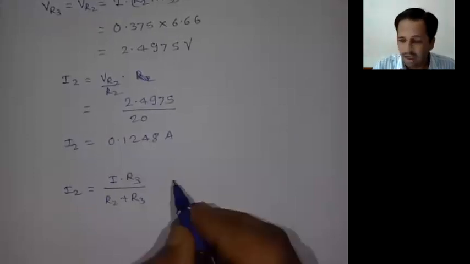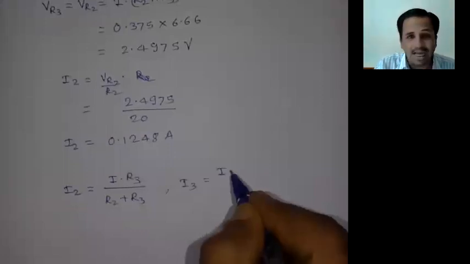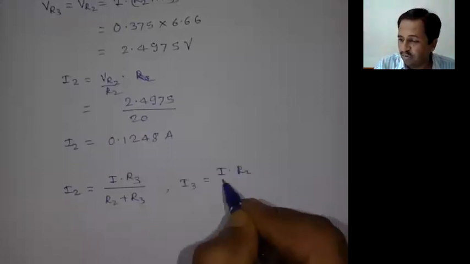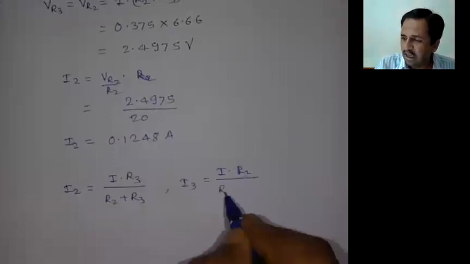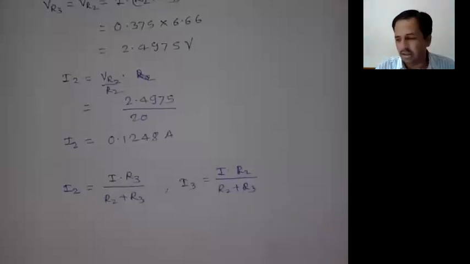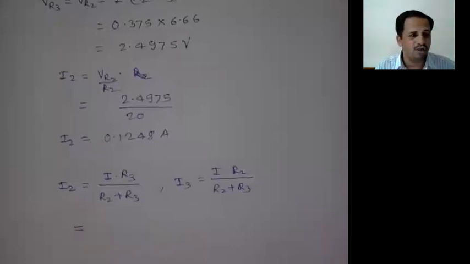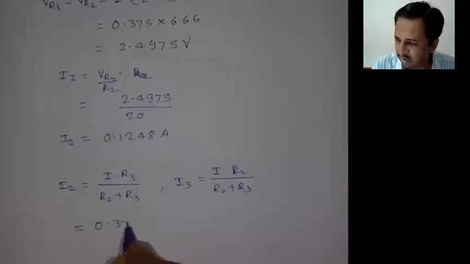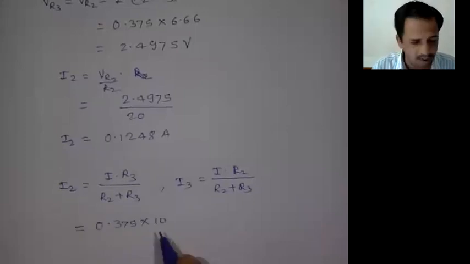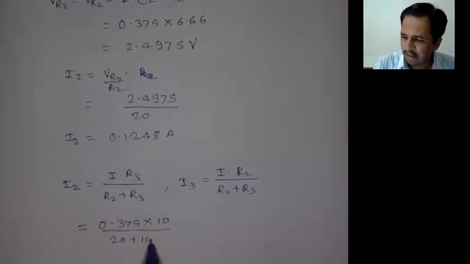Now if you want to find the I3 value, again by using the parallel branch theorem, it is I into R2 upon R2 plus R3, writing R2 instead of R3. Means it can be solved either way. Now here I have to find this value: I is 0.375 into the R3 resistance, which is 10 ohm, and R2 plus R3 is 20 plus 10.